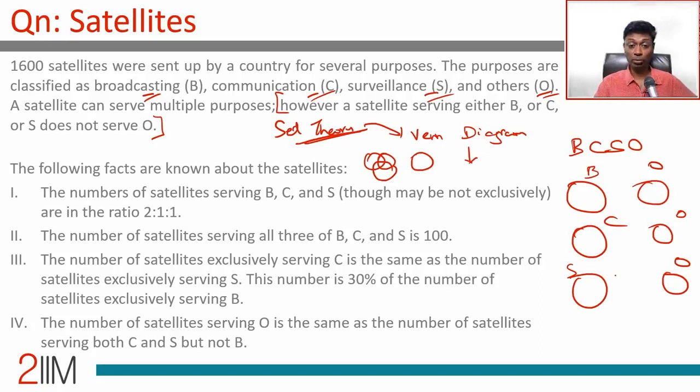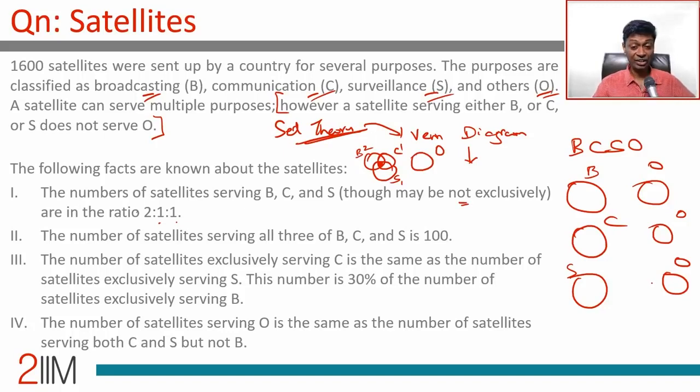The following facts are known about the satellites. The number of satellites serving B, C and S, though may not be exclusively, are in the ratio 2:1:1. So looking at a diagram like this, where B, C, S, the ratio is 2:1:1. O is separate. The number of satellites serving all three of B, C, and S is 100. This intersection here is 100. I'm going to draw this Venn diagram beautifully in the next couple of slides, but I'm just taking in the information.